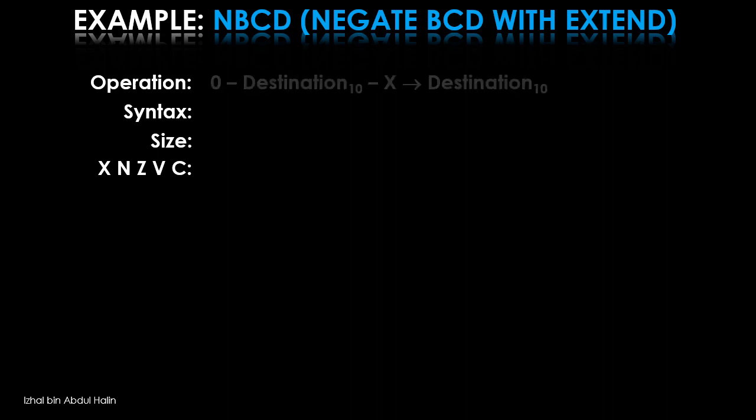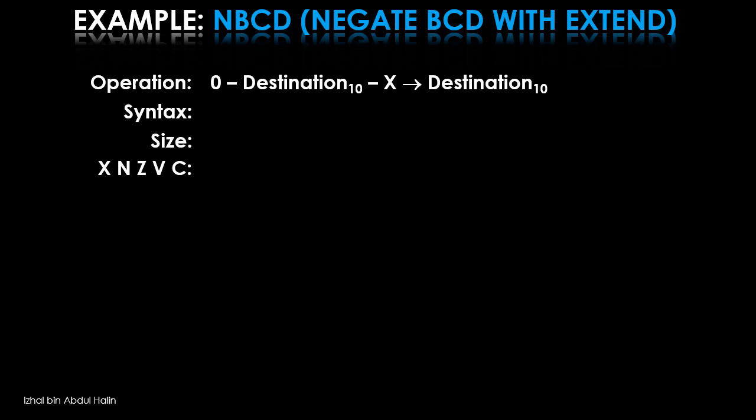The final instruction we are going to study is the NBCD instruction. It is short for negate binary coded decimal with extend. Let's look at the operation, syntax, operand size, and its effects on the condition code register's flags. The negate operation is achieved by subtracting the destination operand and the X flag value from 0. The result is stored in the destination operand.